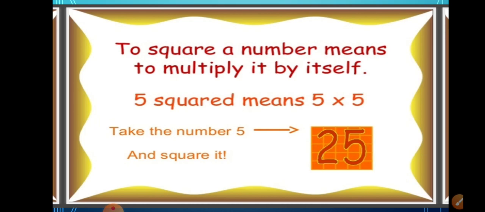To square a number means to multiply it by itself. 5 squared means 5 into 5, that will give the answer 25. So to square a number means to multiply it by the same number. 5 squared means 5 into 5, which means 5 fives are 25. So the answer will be 25.